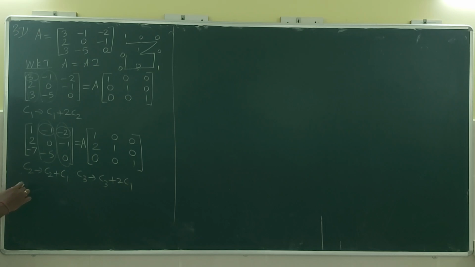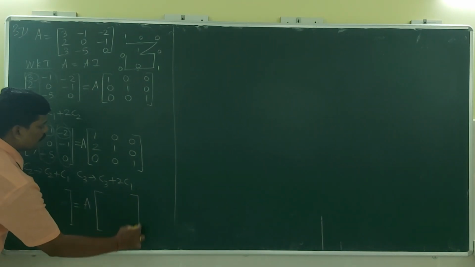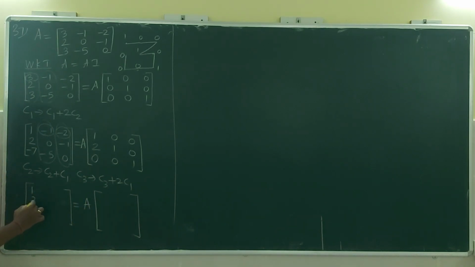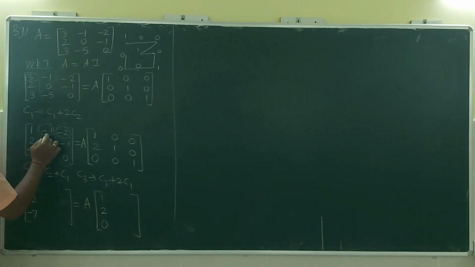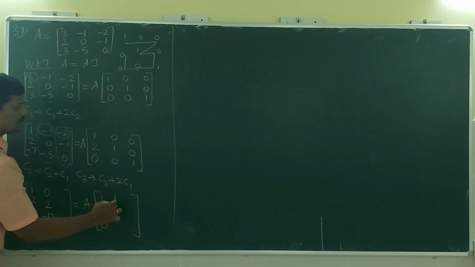Okay? So the first column alone will be as it is. The first column is 1, 2, minus 7. Apply the operation for column 2 and column 3. Column 2 implies column 2 plus column 1. So minus 1 plus 1, 0. 0 plus 2, 2. Minus 5, minus 7, minus 12. Then 0 plus 1, 1. 1 plus 2, 3. 0 plus 0, 0.